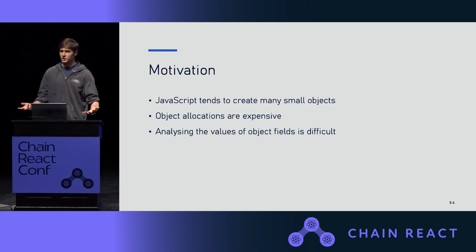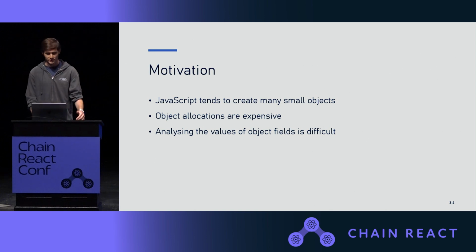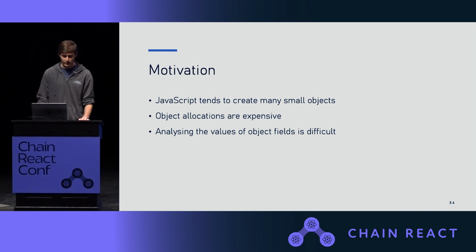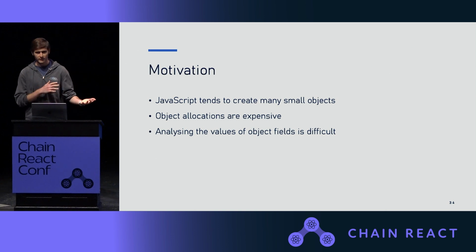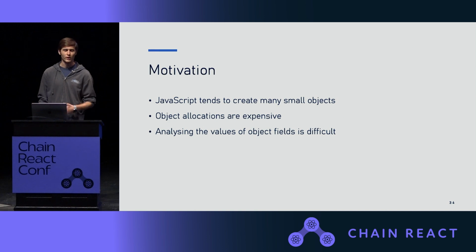There are many reasons we want to do this. JavaScript tends to create many small objects, and while we've done a lot of work to make these allocations fast in Hermes, not allocating an object is still faster than allocating an object. So this makes object elision a really, really important optimization, especially after inlining. Analyzing values of the object fields is also really difficult. Like with inlining, the compiler typically can't analyze what's going on when a value is written or read from an object field, whereas it can if you're just reading or writing from a local variable.